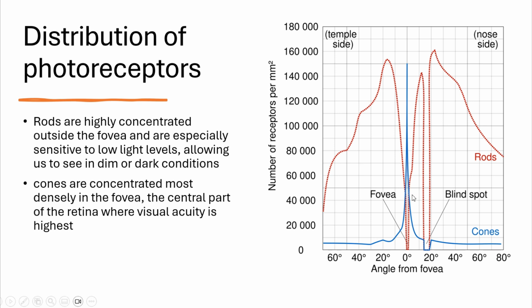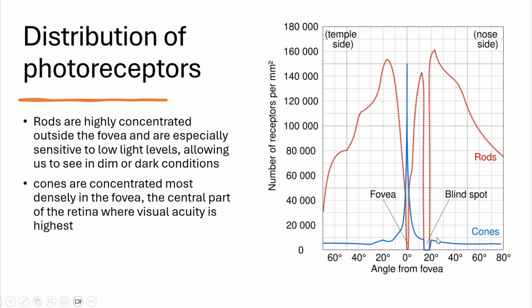What I mean by this is, on a graph, as you can see, there's the fovea. The blue line is the cones, because there are loads of cones inside the fovea. But as you see, it dips down in terms of rod concentration, so there are not that many. There are literally no rods in the center of the fovea, whereas outside the fovea, you get lots of rod cells.